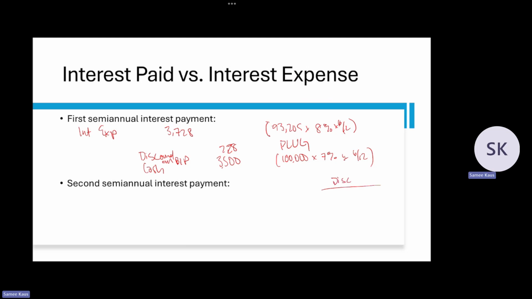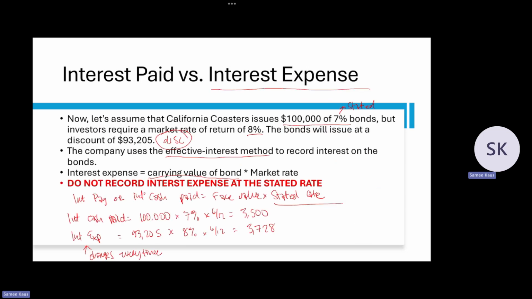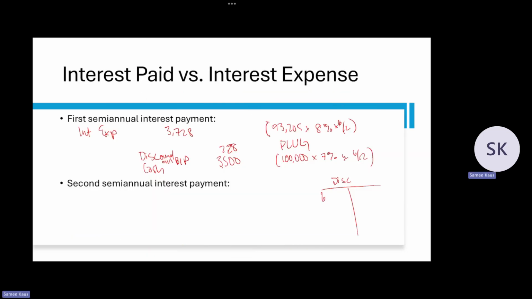So if you think about it, my discount, well, I started with, let me see here, what is that discount? 6,795. I just reduced it by 228. So how much is left over in this discount? Well, I get my handy little calculator out. Let me do this math super quick. Should be 6,567. Because I'm trying to bring that discount to zero, I'm trying to get rid of it, and I get rid of it through the effective interest model that I'm using right now.